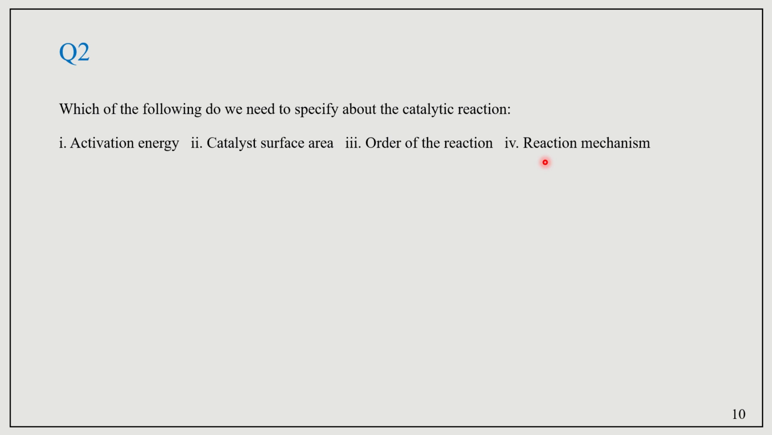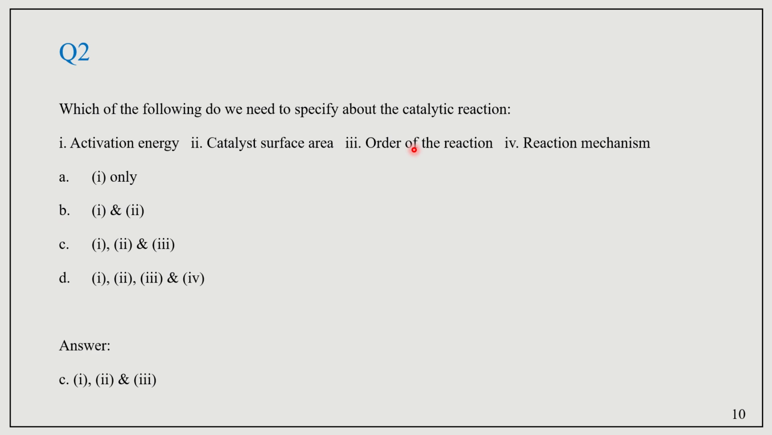So which of the following do we need to specify about the catalytic reaction? 1 is true, 2 is also true, 3 is true, and 4th is false. Option A is 1 only. Option B is 1 and 2. Option C is 1, 2 and 3. Option D is 1, 2, 3 and 4. So option C is the right answer: 1, 2 and 3. Activation energy, catalyst surface area, order of the reaction.